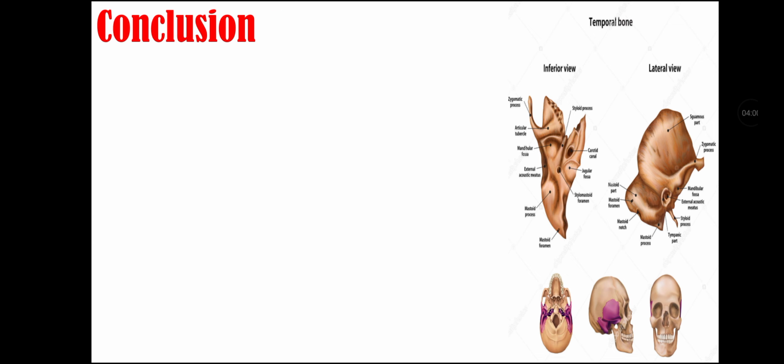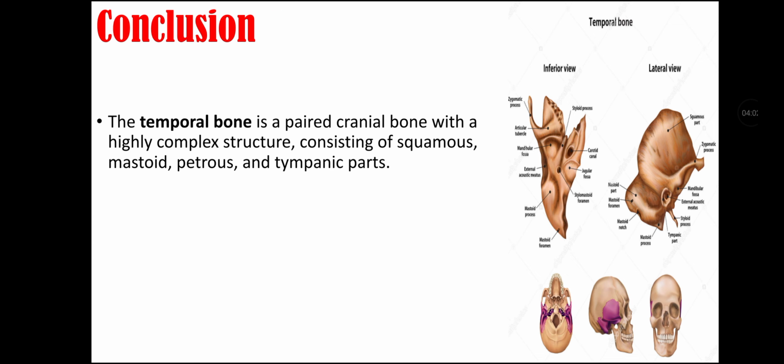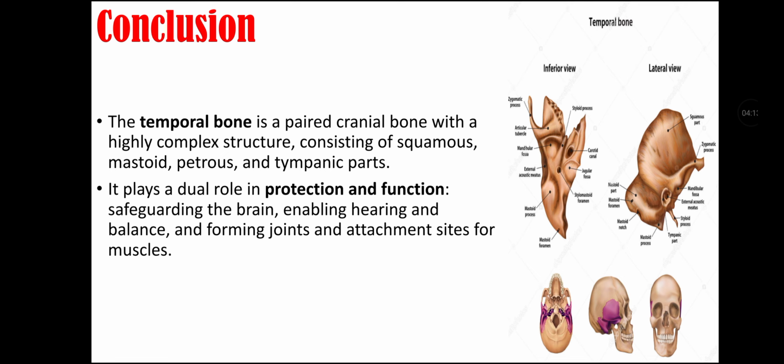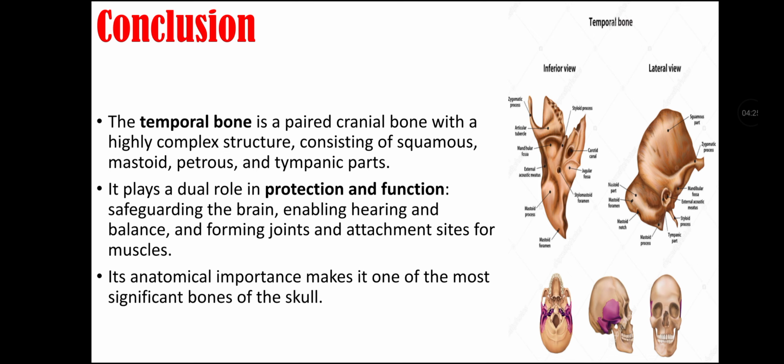Conclusion of this lecture video. Temporal bone is a paired cranial bone with a highly complex structure consisting of squamous part, mastoid part, petrous part, and tympanic part. It plays a dual role in protection and function, as it safeguards the brain, enables hearing and balance, and also forms joints and attachment sites for muscles. Its anatomical importance makes it one of the most significant bones of the skull.